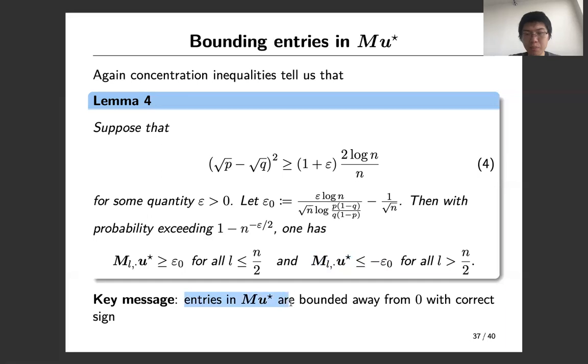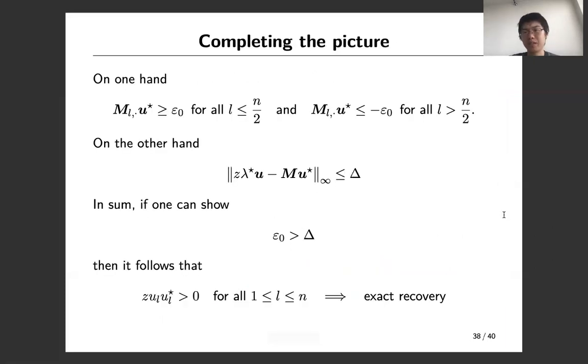mu star are bounded away from 0 with a gap epsilon 0, and the deviation from 0 has the correct sign. As you can see from here, for the first half of nodes mu star is positive, for the second half of nodes mu star is negative, with a gap epsilon 0. Now, with the previous two calculations, let's complete the picture and close the loop. On one hand, we know that mu star has the correct sign, and it's bounded away from 0 by a gap like epsilon 0.